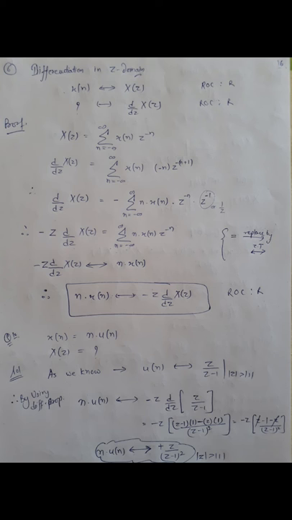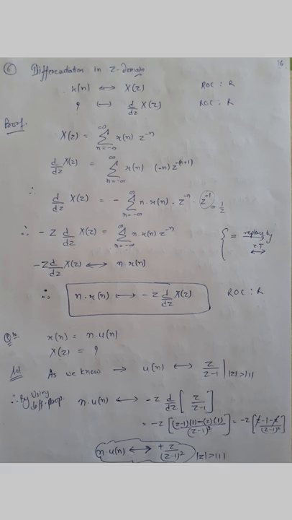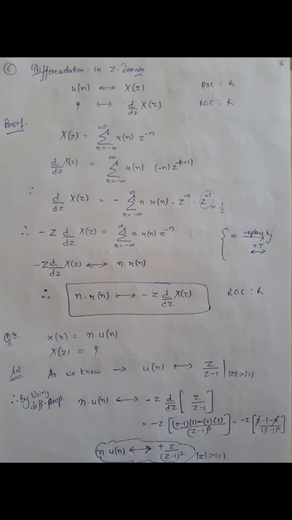Next property is differentiation in the z domain. If x[n] has Z transform X(z), what will be the result for d by dz of X(z)? Simply write down the formula for the Z transform and differentiate it with respect to z. On the right hand side, we have to differentiate z raised to power minus n with respect to z, so minus n will be in front and the power will be minus n minus 1. So z raised to power minus n into z raised to power minus 1, or 1 by z, will be on the left hand side.